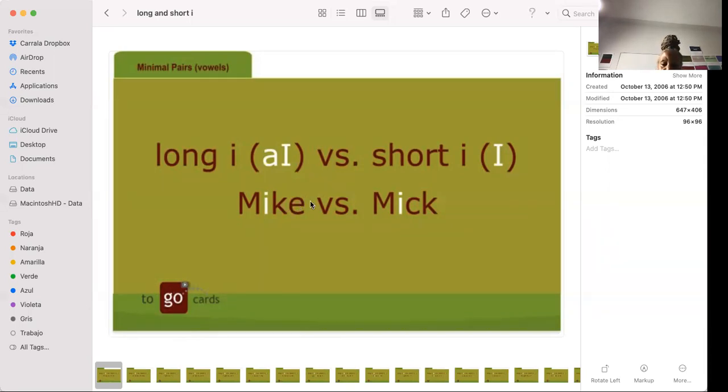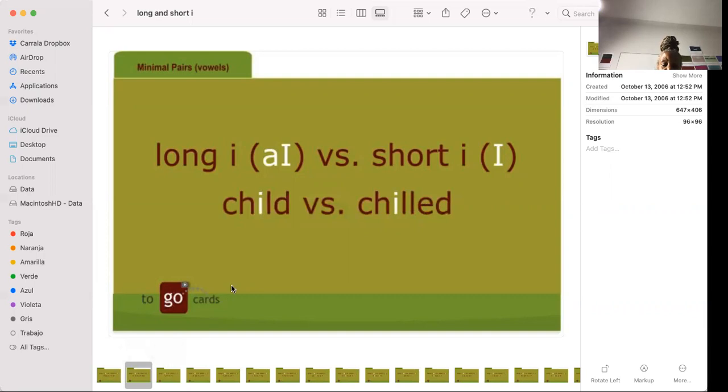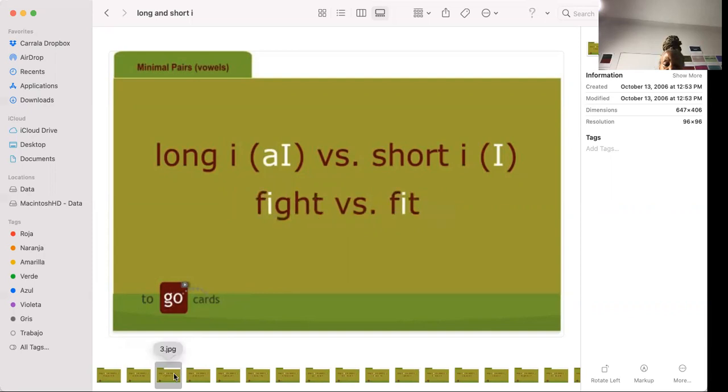Mike, Mick. Those are two names, nicknames. Mikey, Mickey. Child, look at that long I. Chilled. Fight, fit. Look at the phonetic representation.